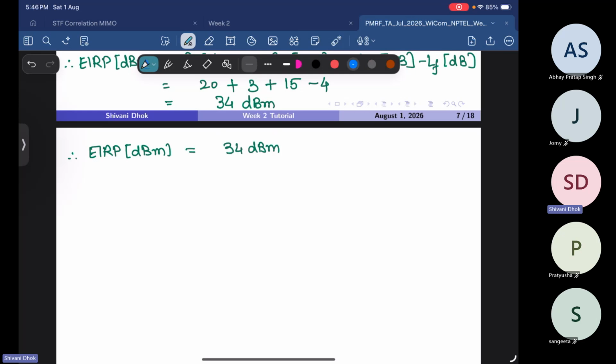And if I want to convert this dBm to dBW, what do we do? We subtract 30 from it. So EIRP in dBW is EIRP in dBm minus 30. So this is 34 minus 30, that comes out to be equal to 4 dBW. Okay, is it clear? Any questions?